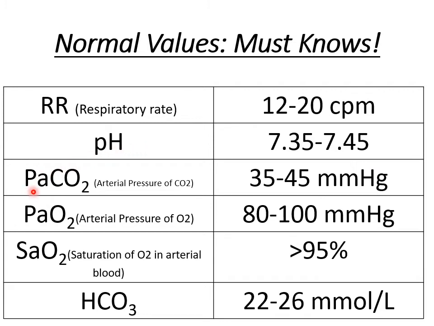Sa PaCO2 naman or arterial pressure of carbon dioxide, 35 to 45 mm mercury. Para mas matandaan nyo ito, tanggalin nyo lang yung 7 ng pH, no? 35 to 45 yung value. Next naman, arterial pressure of oxygen ranges from 80 to 100 mm mercury. While yung saturation of oxygen in arterial blood naman, ang range natin is more than 95 but never will meet 100%.